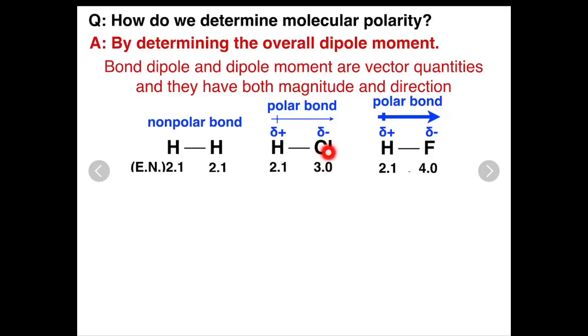Chlorine has a partial negative charge because chlorine has a higher ability to withdraw electrons according to the EN value. Therefore, the dipole moment will go toward chlorine, because it tells you the direction the electrons will be pulled, toward chlorine. Same thing for hydrogen and fluorine as well. This one is a polar bond, and the direction of the dipole moment is going to go toward fluorine, because fluorine has a higher ability to withdraw electrons toward itself according to the EN value.